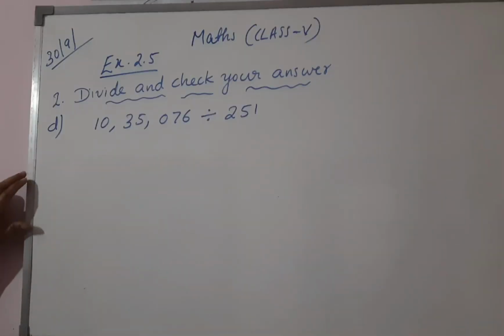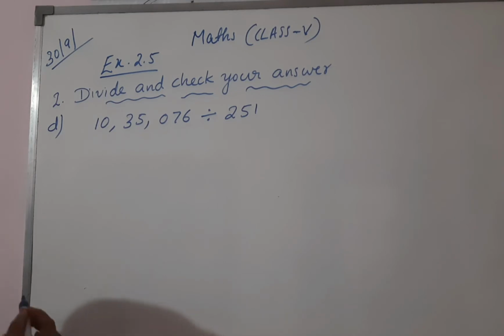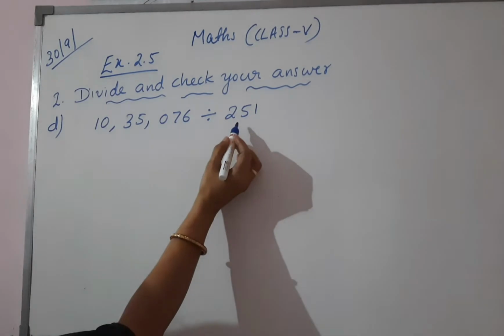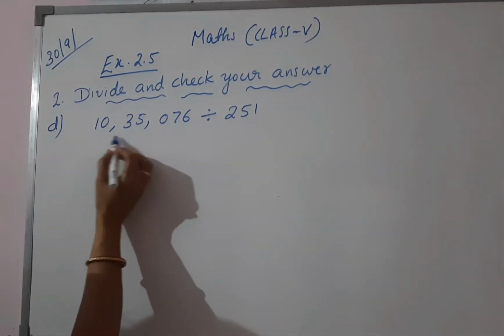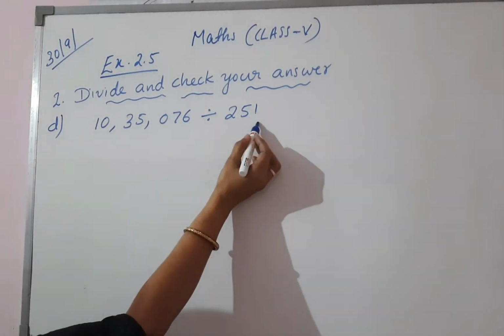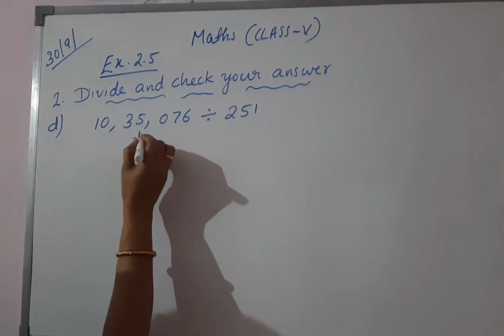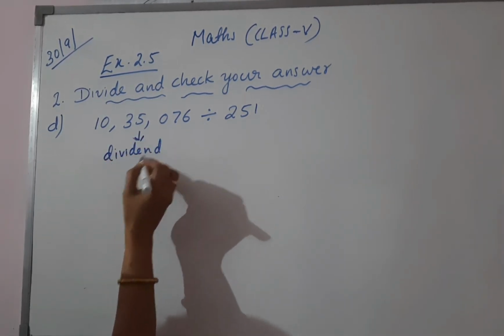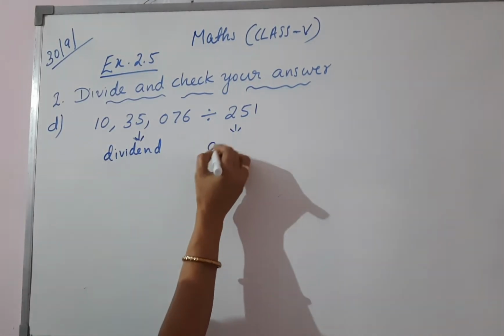Exercise 2.5, question number 2. Divide and check your answer. So already we studied division of large numbers by a 2-digit number. 2 questions I explained. Now here is division of large numbers by a 3-digit number. So this is the dividend and this one is the divisor.